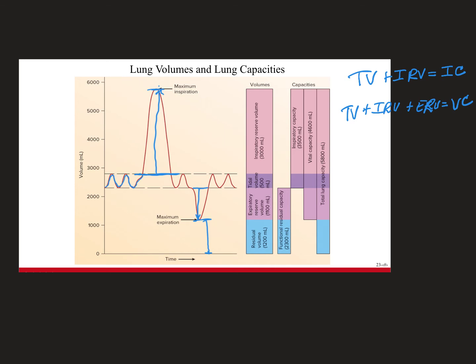Is that because it's like the max amount you can breathe in and out? Yes. It's the maximum amount of air, of oxygen and carbon dioxide that I can move at any one time. And if my vital capacity is reduced, what does that mean? What does that mean to my body if my vital capacity is reduced?